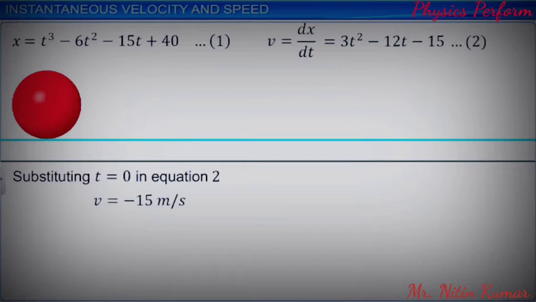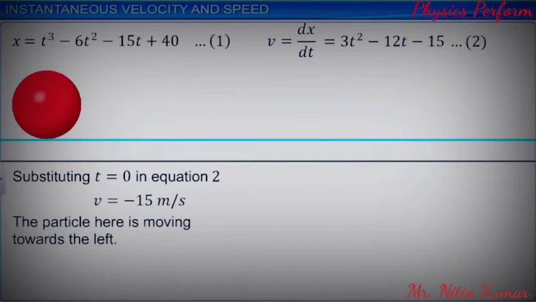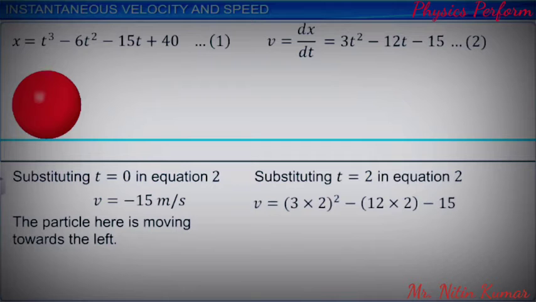At t equals 2 seconds, we need to find the value of v. Substituting t equals 2 in equation 2, v equals 3 multiplied by 2 squared minus 12 multiplied by 2 minus 15, which is 12 minus 24 minus 15, which is minus 27 meters per second. The particle here is moving towards the left.